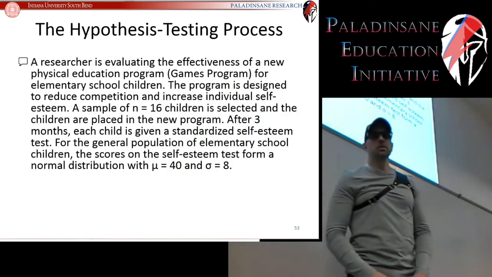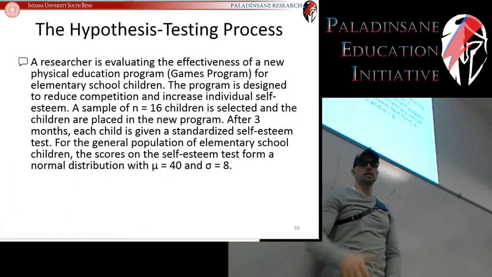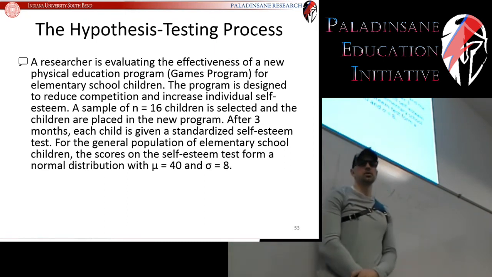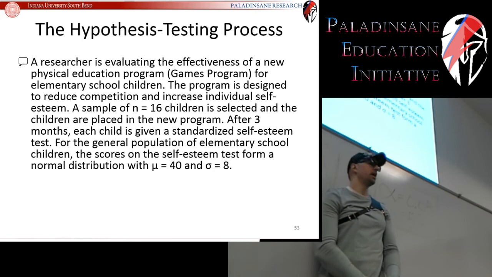We got the description. So a researcher is evaluating the effectiveness of a new physical education program, games program, for elementary school children. The program is designed to reduce competition and increase self-esteem. A sample of 16 children is selected, and the children are placed in the new program. After 3 months, each child is given a standardized self-esteem test. So first off, if you read this, your critical thinking brain should be going haywire, going, why after 3 months?